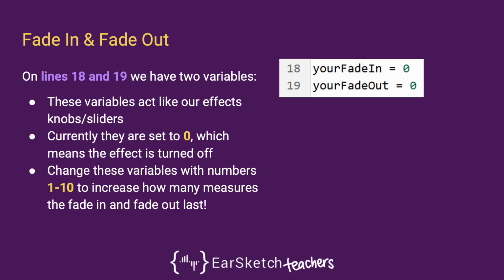Fade in and fade out. On lines 18 and 19, we have 2 variables. These variables act like our effects, knobs, and sliders. Currently, they are set to 0, which means the effect is turned off. Change these variables with numbers between 1 and 10 to increase how many measures the fade in and fade out last.